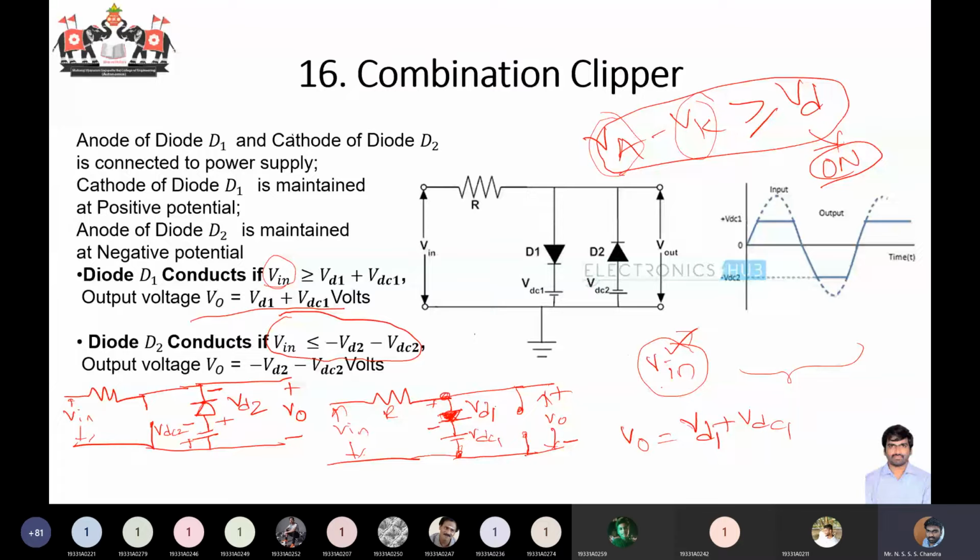And again here the output voltage is across this branch. So you tell me the voltage, V0 will be equal to minus VD2, because I have a minus sign at the top, and at the bottom again minus VDC2. So that's what I'm getting here: V0 is equal to minus VD2 minus VDC2. So you need to redraw the circuit.